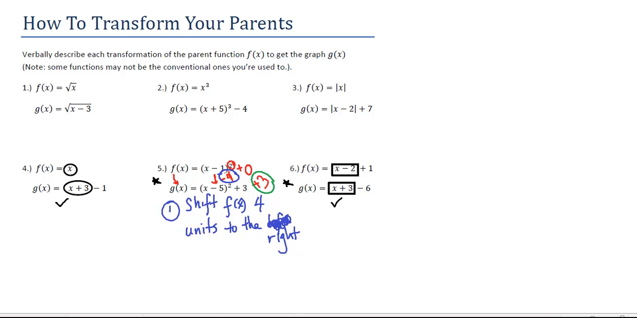Next, we need to make sure that our language is correct here. Don't just say move it 4 units to the right, because I don't know what part of the function you're talking about; you could technically move specific coordinates but be doing a stretch or a compression, so you need to be clear here. Now this plus 3. Since it's on the outside, it's intuitive. So I'm going to be shifting f of x 3 units. Since the change on the inside was either left or right, this change on the outside is up or down. So I would say 3 units up, and this is actually intuitive.